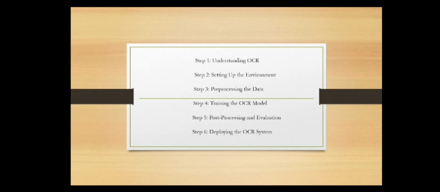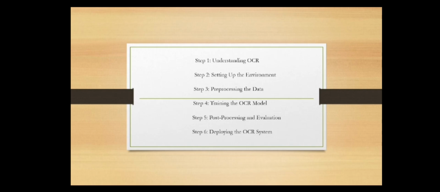The first step is understanding OCR. First, let's begin by understanding how OCR works. At its core, an OCR system processes an image, detects characters, and then recognizes and translates those characters into machine-readable text. Step 2 is setting up the environment. To get started, we need a few key libraries in Python like OpenCV, Tesseract, PyTesseract, TensorFlow, or PyTorch, etc.